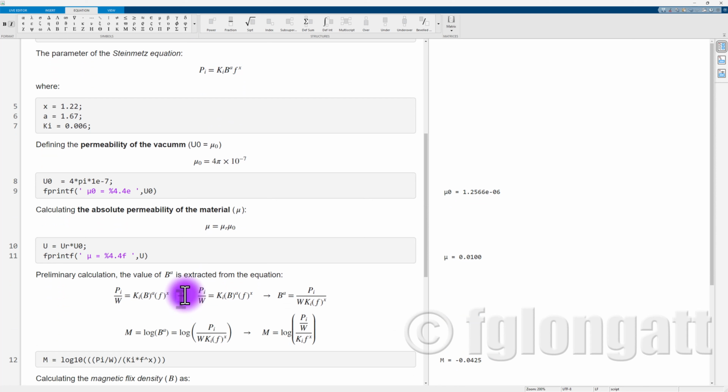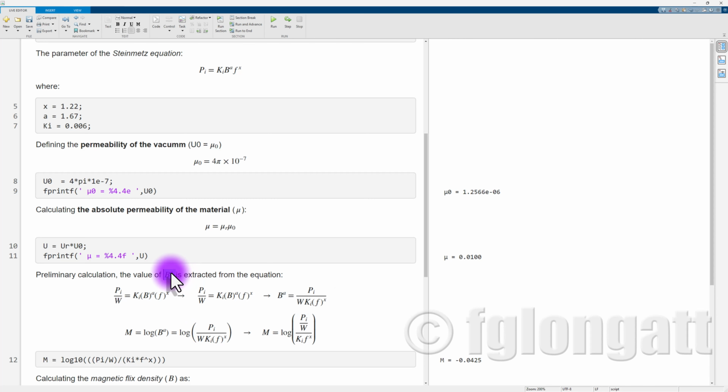To do that, what we need to do is basically extract this term over here. In other words, we divide both sides by Ki and f exponent x. So here we have the extraction of this very interesting term, B exponent a.